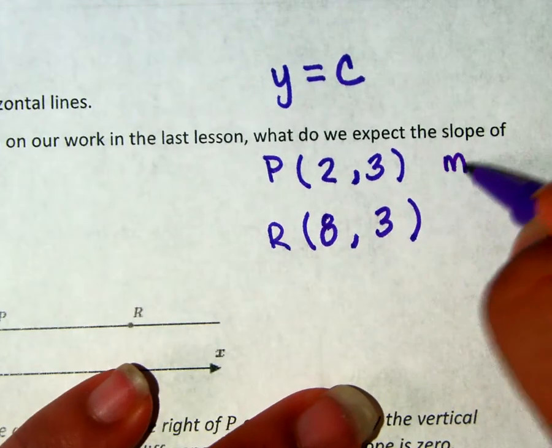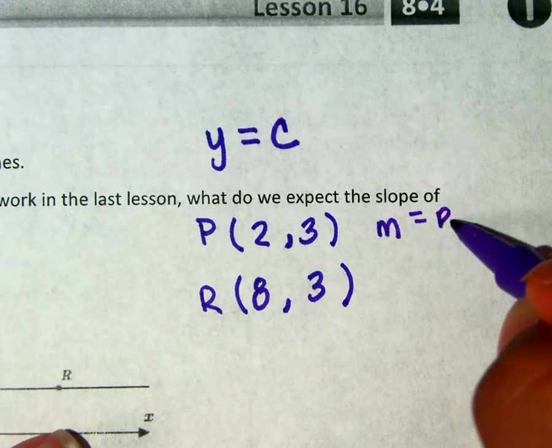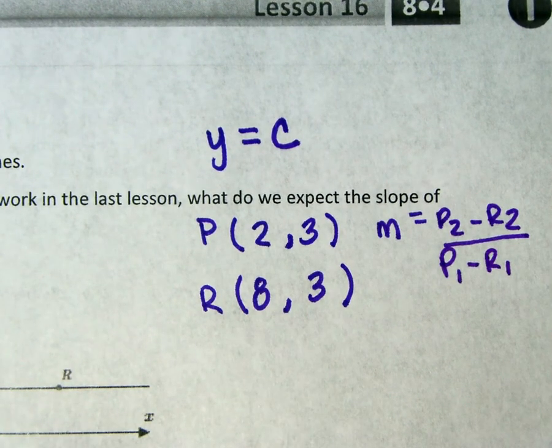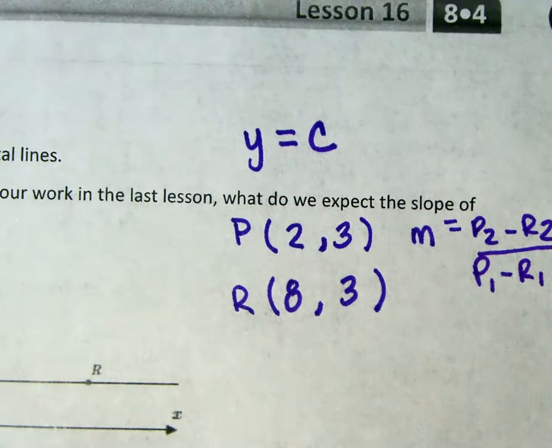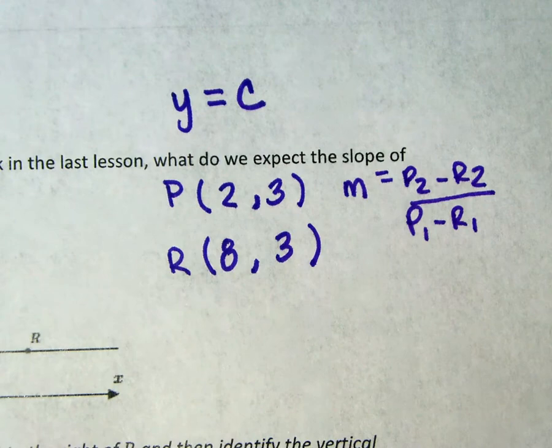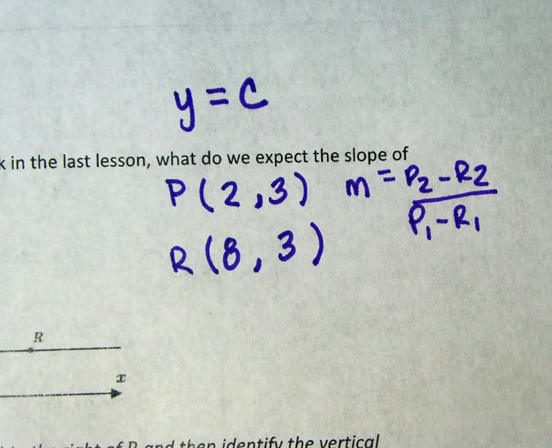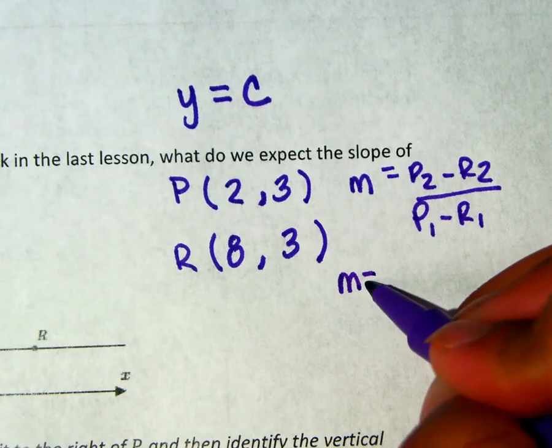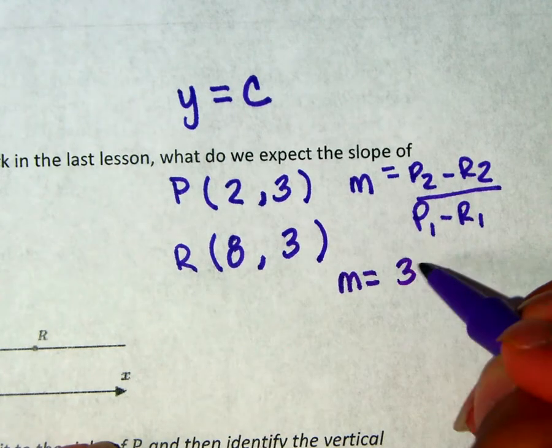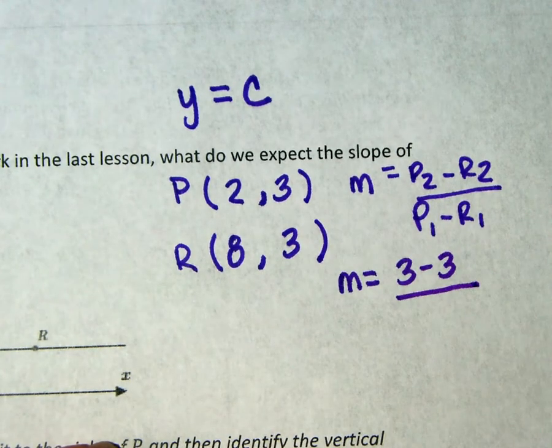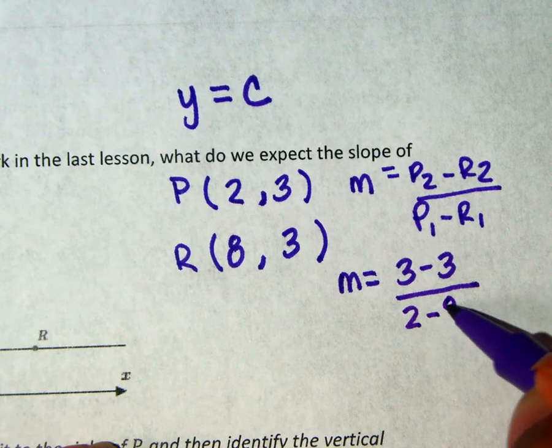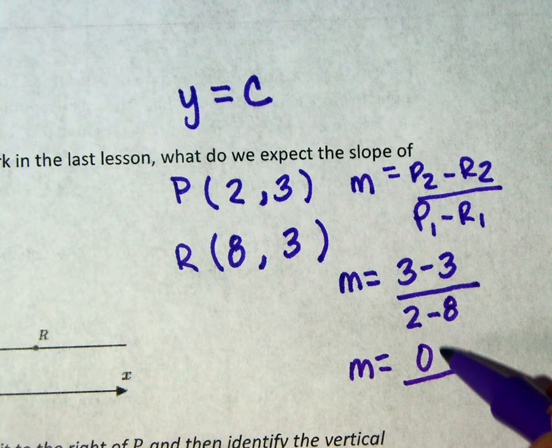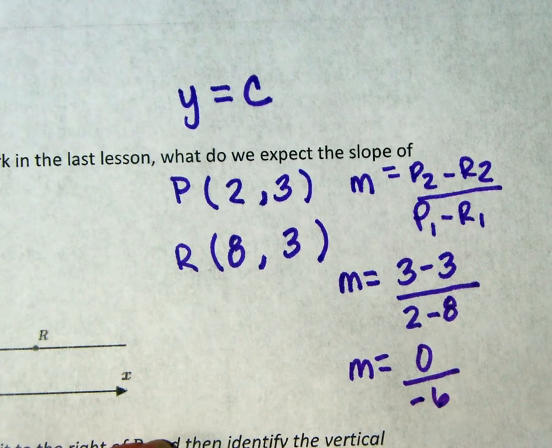So our formula is that P2 minus R2 divided by P1 minus R1 will give us our slope. Remember, this is a horizontal line, slope should be 0. Let's go ahead and substitute what we've been given and compute the slope of this line. Next step looks like 3 minus 3 over 2 minus 8. Simplify: 3 minus 3 is 0. 2 minus 8 gives us a negative 6.